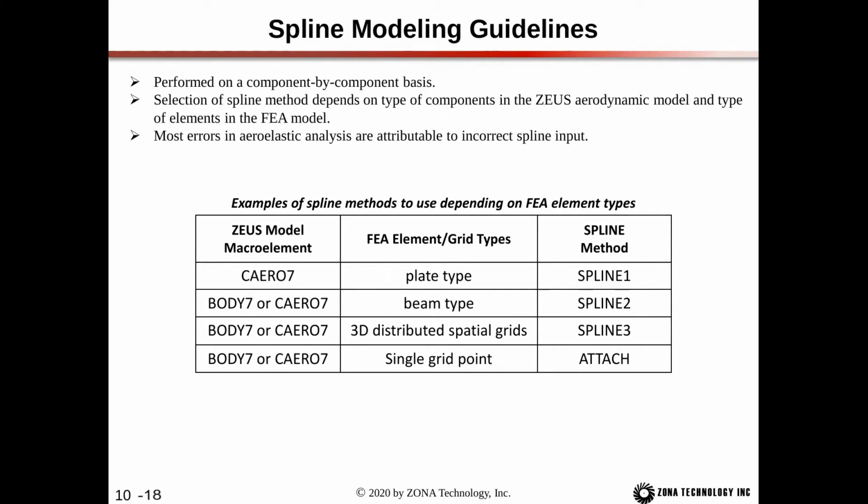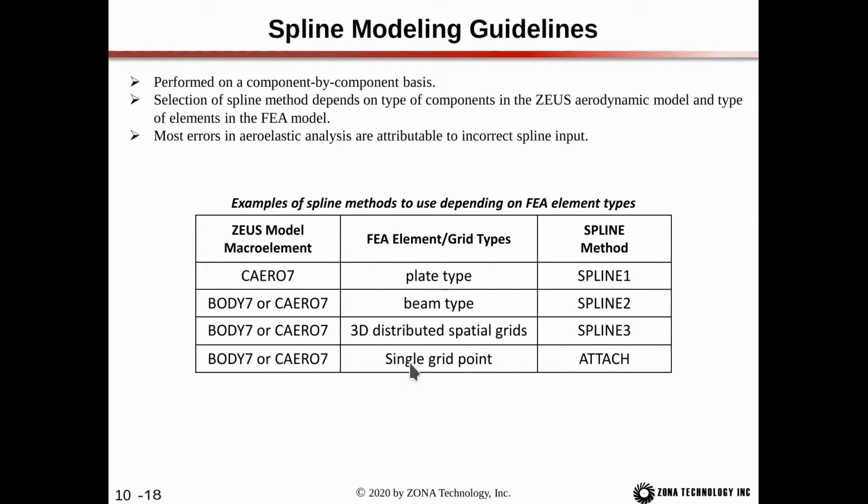If you choose some wing skin grid point that's just sitting out in the middle between your ribs and spars, that grid may have local deformation, which is just the deformation of the wing skin. You would not want to choose that for your spline point because that motion does not represent the overall motion of the wing. It's just local deformation.